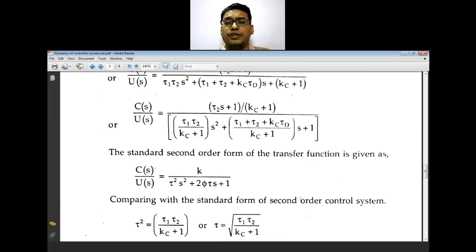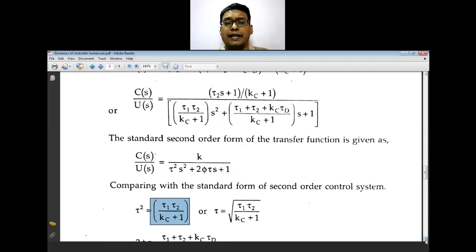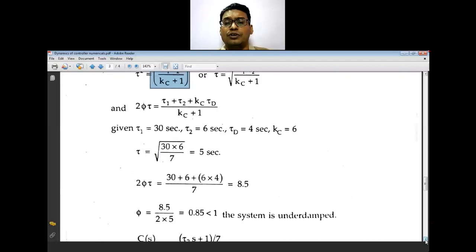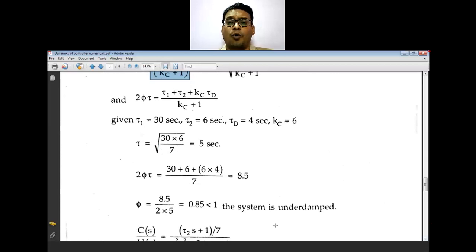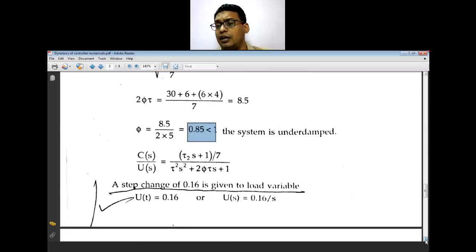and comparing it with the second order control system, you will get tau as the square root of tau 1 tau 2 upon Kc plus 1, and the phi value comes as 0.85, which is less than 1, so the system is an underdamped system. For the underdamped system, the Laplace transform comes out like this.